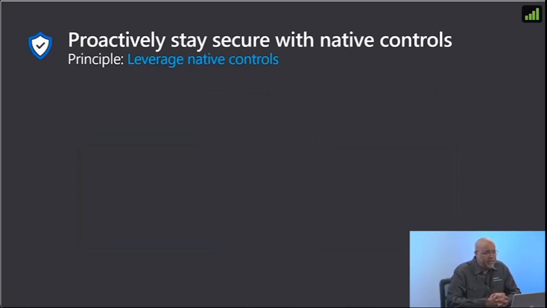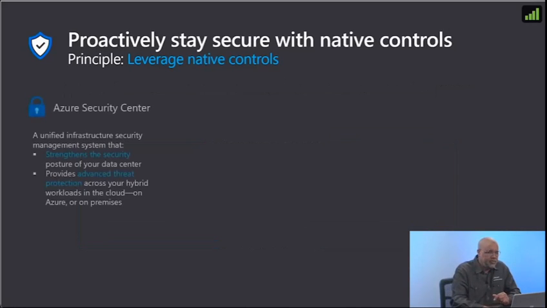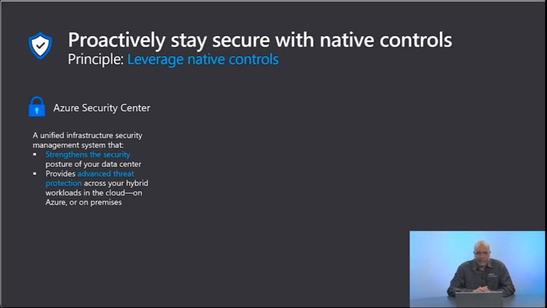So leveraging native controls, let's go a little bit deeper into it here. We'll talk about Azure Security Center. It's a unified infrastructure security management system. It's built into Azure. It's built into and connected to and integrated with all the resources that you're running on Azure. It allows you to build native security and governance as well as native threat protection into a resilient design with a rich cloud-native Azure tool set.